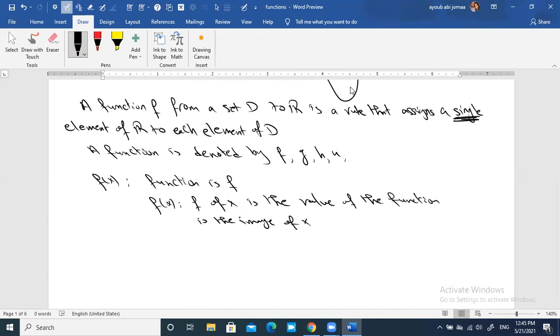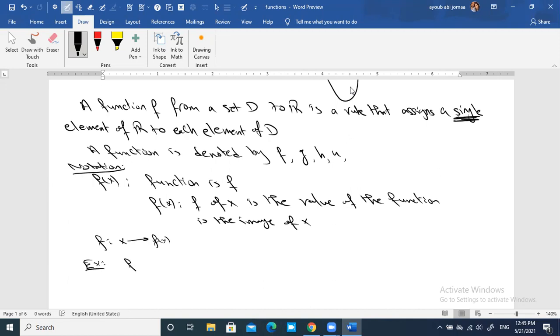Then denoted by the notation f of x. We read it f of x. The function here is f. The image of x is f of x. Or sometimes we write the function f: for each value of x, it has a value f of x. Arrow notation. Okay. Example.